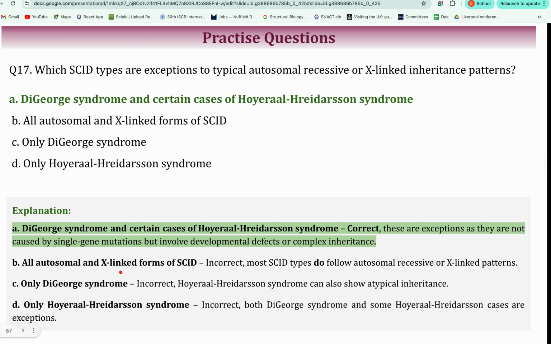Next option was all autosomal and X-linked forms of SCID. So it is completely incorrect because they are mentioning themselves that all autosomal and X-linked forms. Next option was only the DiGeorge syndrome. This was incorrect because Hoyeraal-Hreidarsson syndrome also shows this particular inheritance pattern. And similarly, in the last option also, they have forgotten the DiGeorge. So that's why these options are not correct. And option A is correct because both these forms are complex forms which show atypical inheritance.